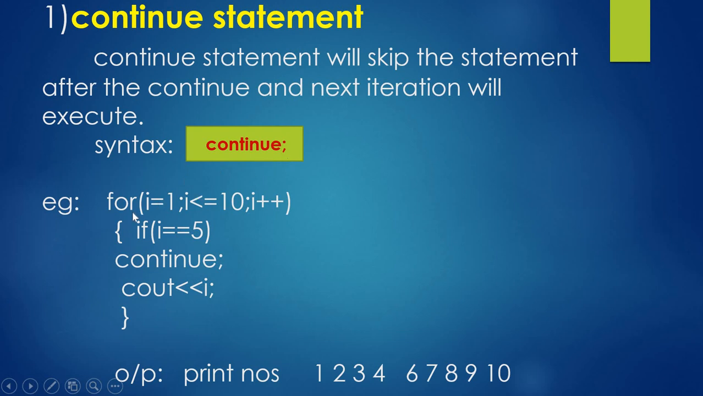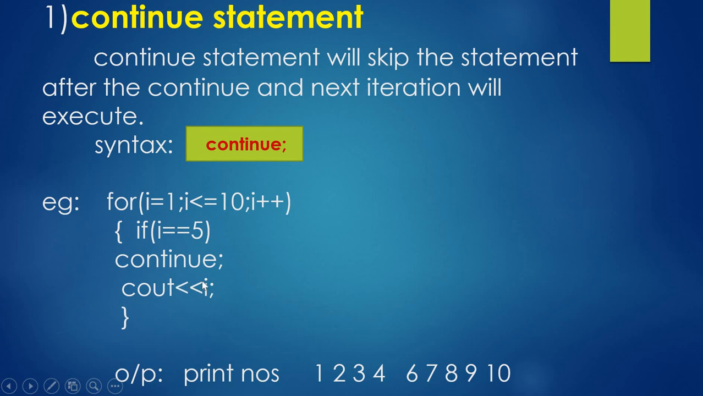You can consider the example. For i = 1, i <= 10, i++, then cout i. Actually, it is printing 1 to 10. We have given one condition: if i is equal to 5, continue. In the continue statement, what is happening? Here, which is the statement after the continue?